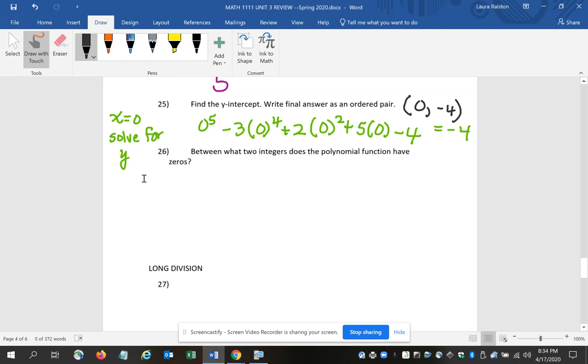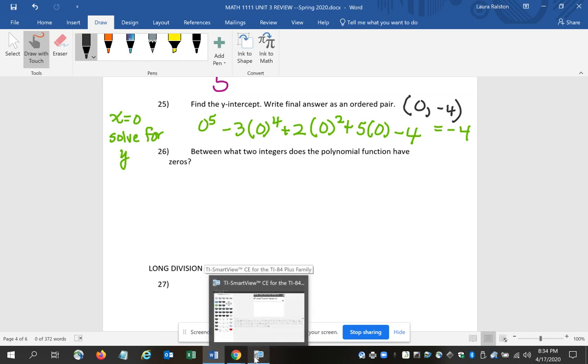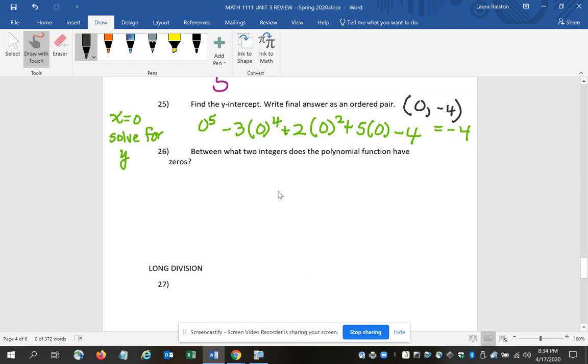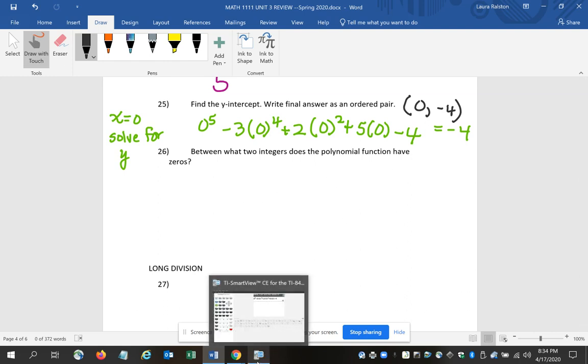Now, question 26 is different on this question because honestly, guys, I don't have a clue how to factor x to the 5th minus 3x to the 4th plus 2x squared plus 5x minus 4. Now, there are other techniques where we could actually find the exact value of the zeros. But because of the 2-week class suspension, because of COVID-19, we don't have a chance to talk about that. So I'm having you estimate. Give me a ballpark. Between what two integers does the polynomial have zeros? And remember, we technically should have 5. That was one of the answers earlier.